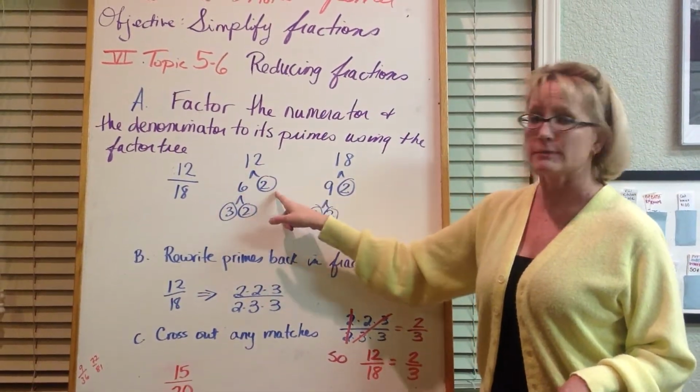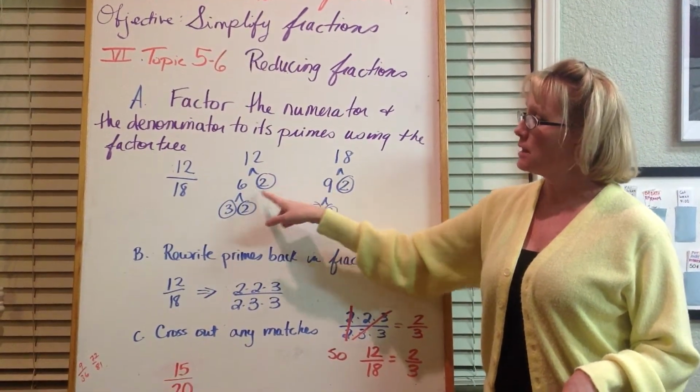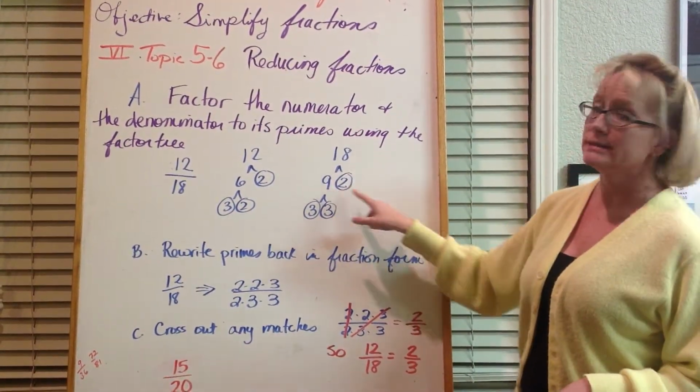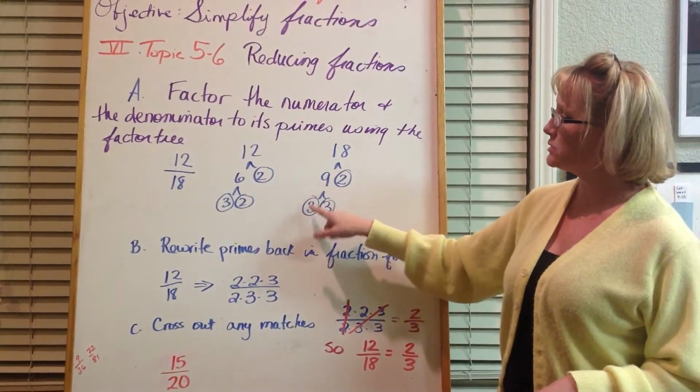So my 12 is 6 times 2. 2 is prime, so I circle it. My 6 is a 3 times 2. Now they're prime, so I'm going to circle them. And 18 is a 9 times 2, circling my prime. And 9 is 3 times 3.